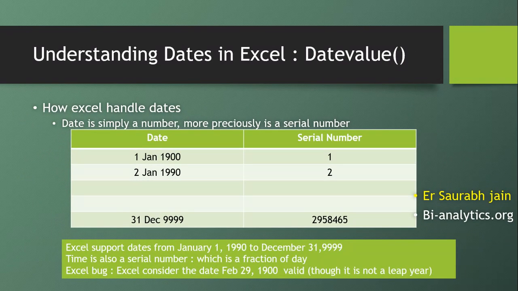First of all, we need to understand how Excel handles dates. Actually, a date is simply a number in Excel, or more precisely, it is called a serial number. So whenever a calculation is done, it is done on the basis of the serial number. Now, what are these serial numbers? In Excel, you can have a date from 1st January 1900 to 31st December 9999. Every day is given a serial number like 1, 2, 3, 4, 5, 6. Let's see how it works.